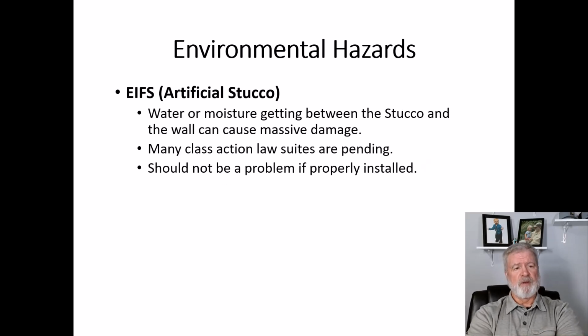The next environmental hazard is EIFS. EIFS is an artificial stucco. So basically, it looks like stucco siding, if you're familiar with stucco siding. Now I will tell you, some states have a lot more problems with this than other states for some reason. I don't know why that would be, but it is what it is. But I can tell you, where I live, I'm in South Carolina, and South Carolina has some serious problems with this EIFS or artificial stucco.